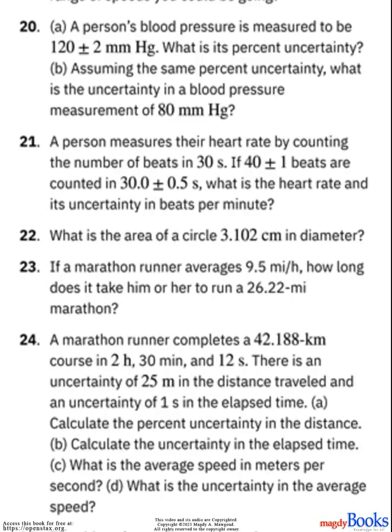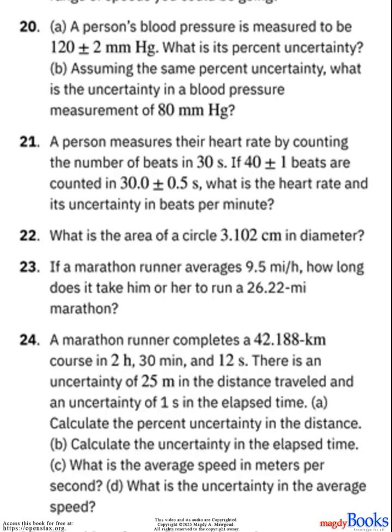21. A person measures their heart rate by counting the number of beats in 30 seconds. If 40 plus or minus 1 beats are counted in 30.0 plus or minus 0.5 second, what is the heart rate and its uncertainty in beats per minute? 22. What is the area of a circle 3.102 centimeters in diameter?